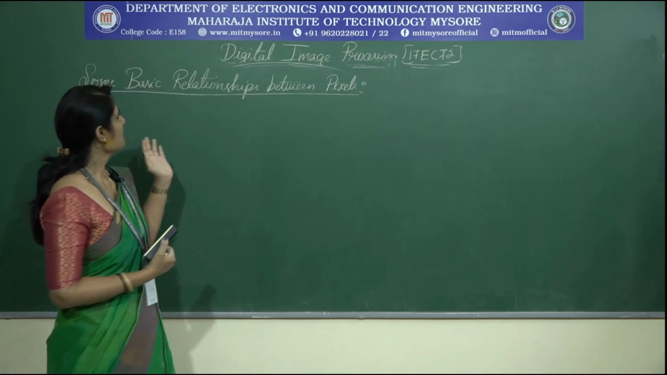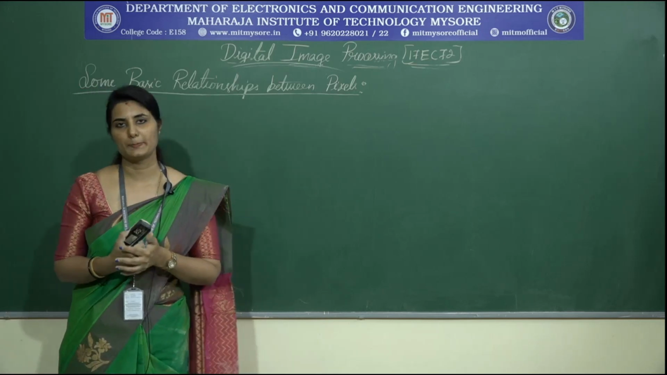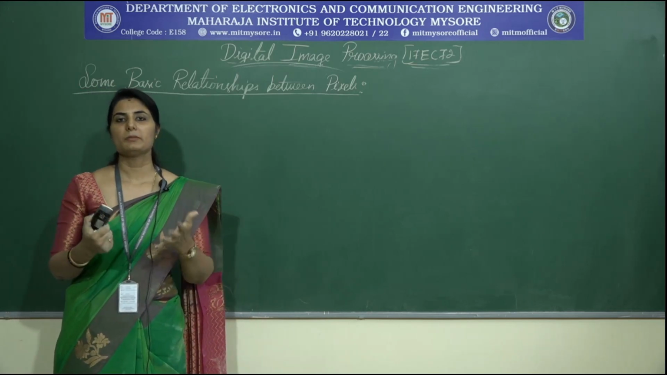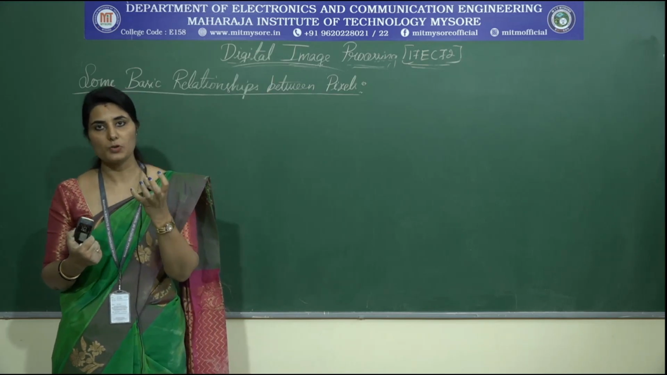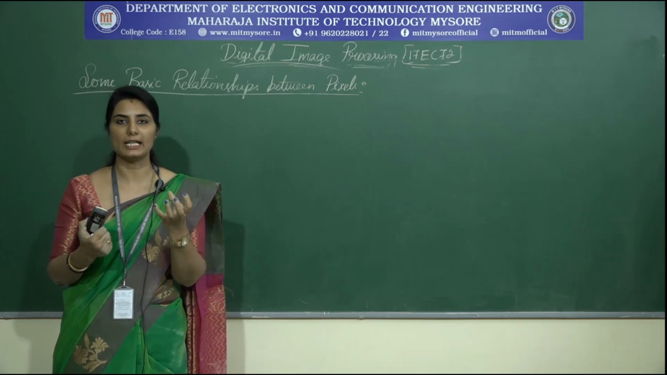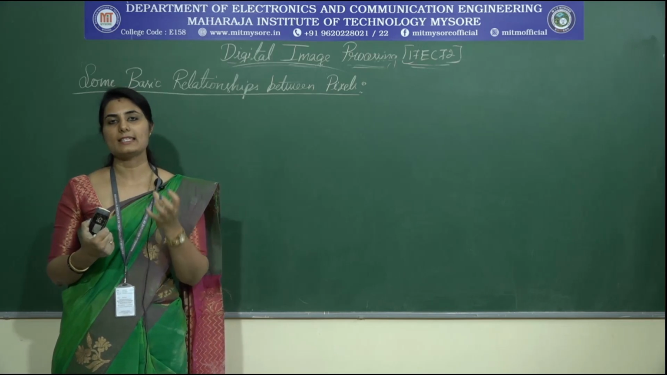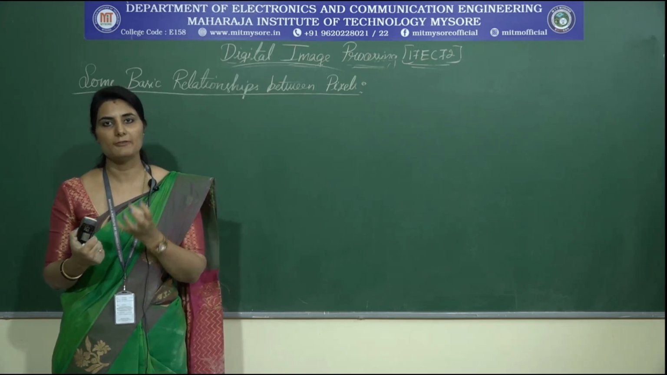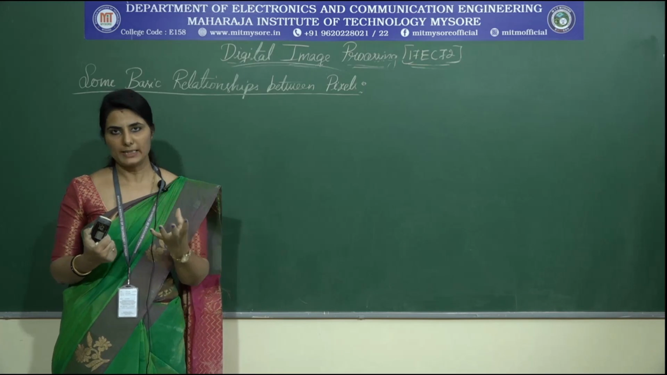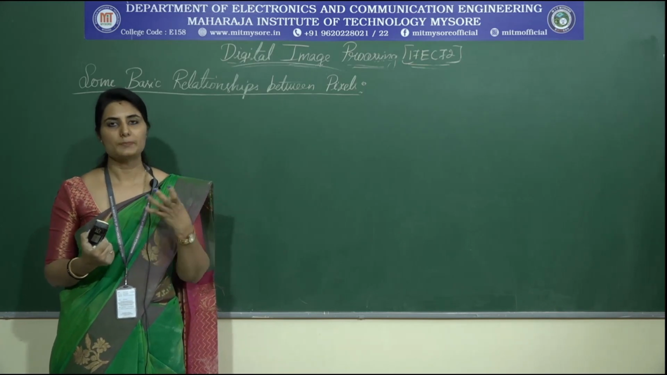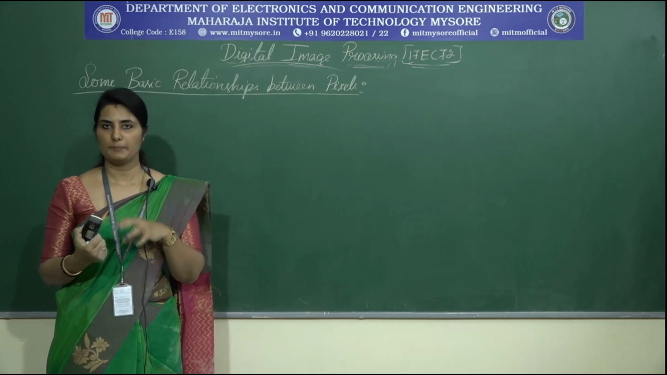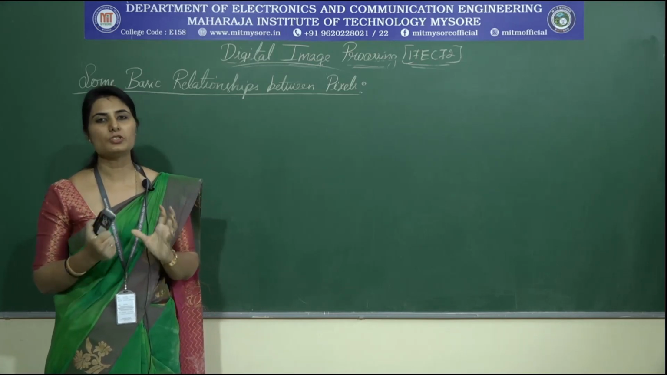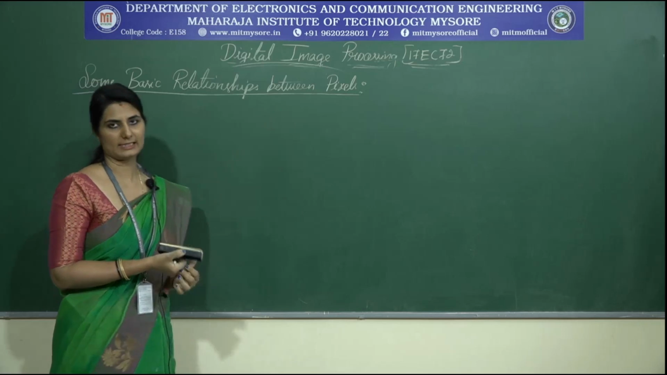So the next topic is some basic relationships between pixels. What do we mean by a pixel? We know that digital images are composed of a finite number of elements, each of which has a particular location and value, which we call a pixel. This is also called picture elements, image elements, pels and pixels. The most widely used term is the pixel.